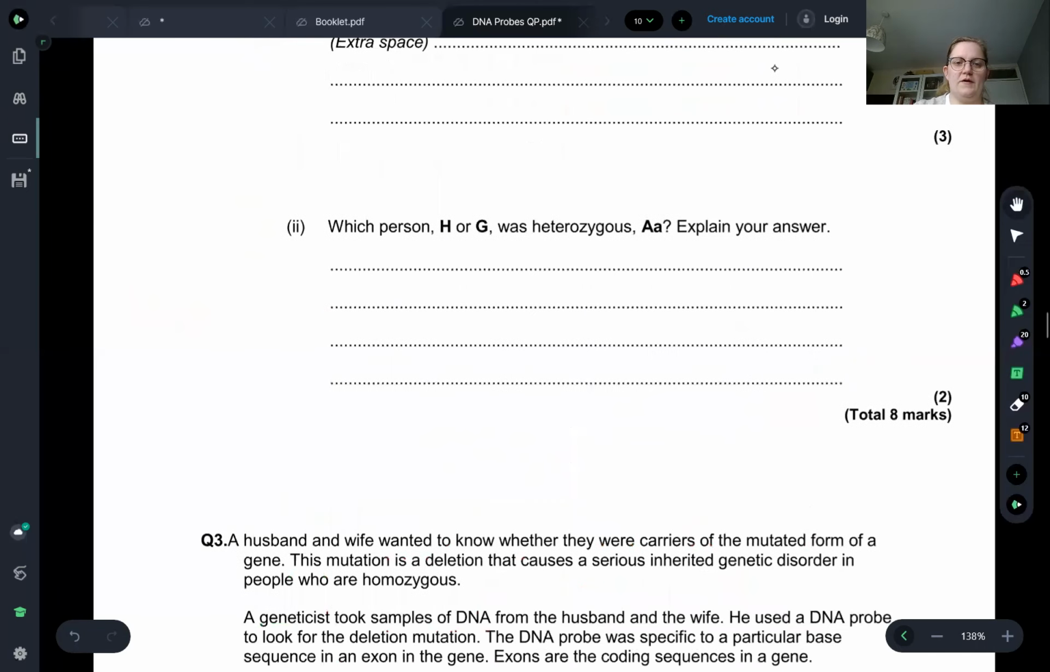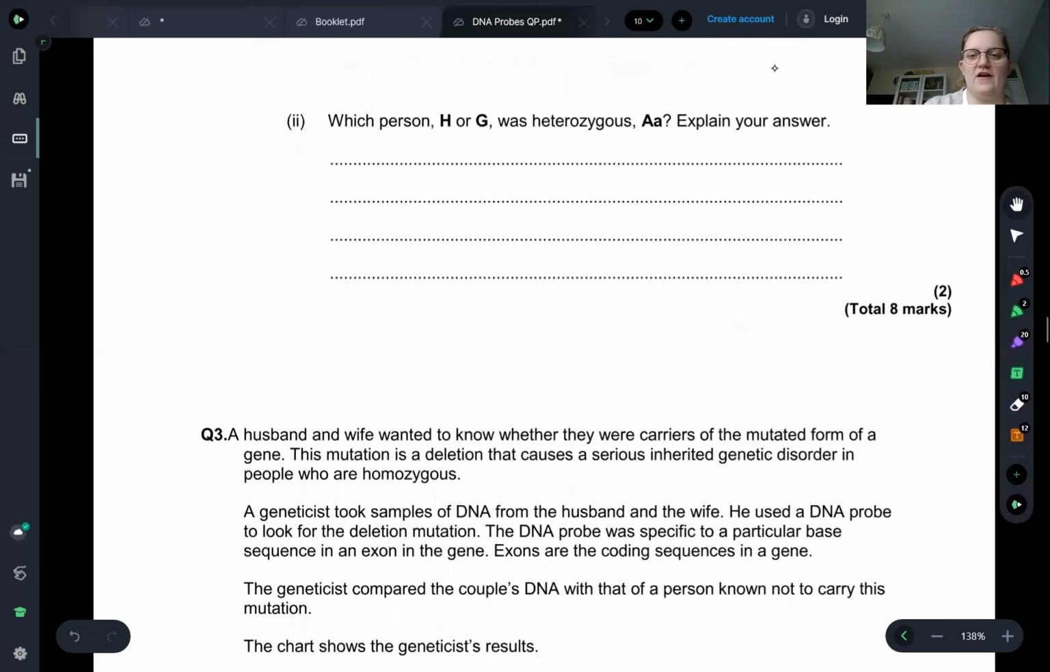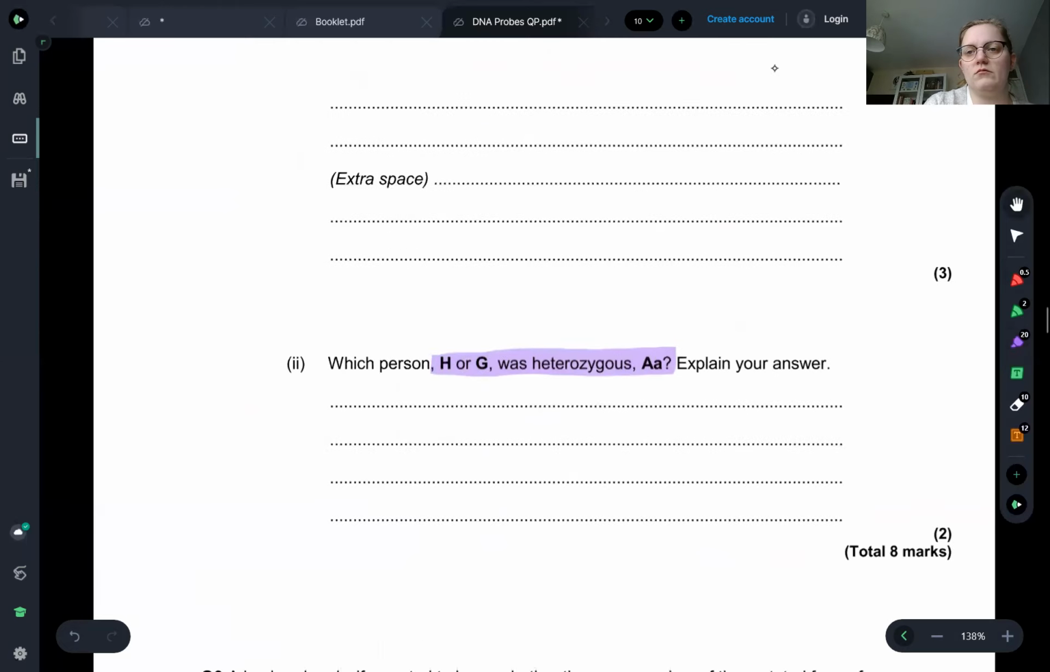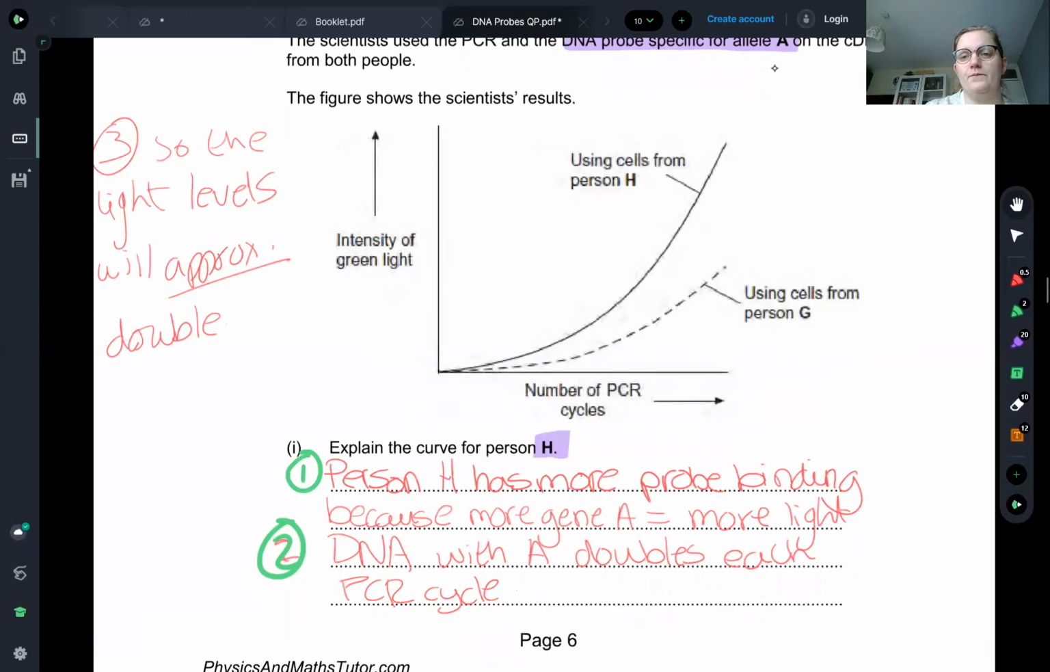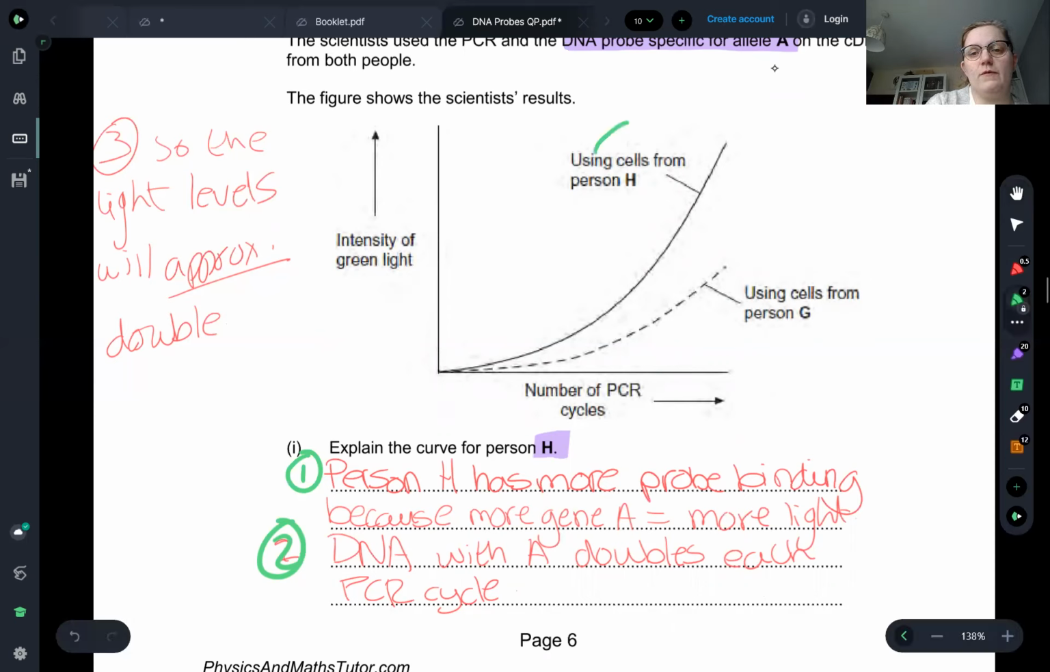So then you're asked, which person, H or G, was heterozygous? Explain your answer. Well, the light given off is only given off by that dominant allele. They're obviously both going to give off light because they both do have that dominant allele. Person H has got more light being given off than person G. So you would assume that person H is going to be homozygous. And so then person G is going to be heterozygous.